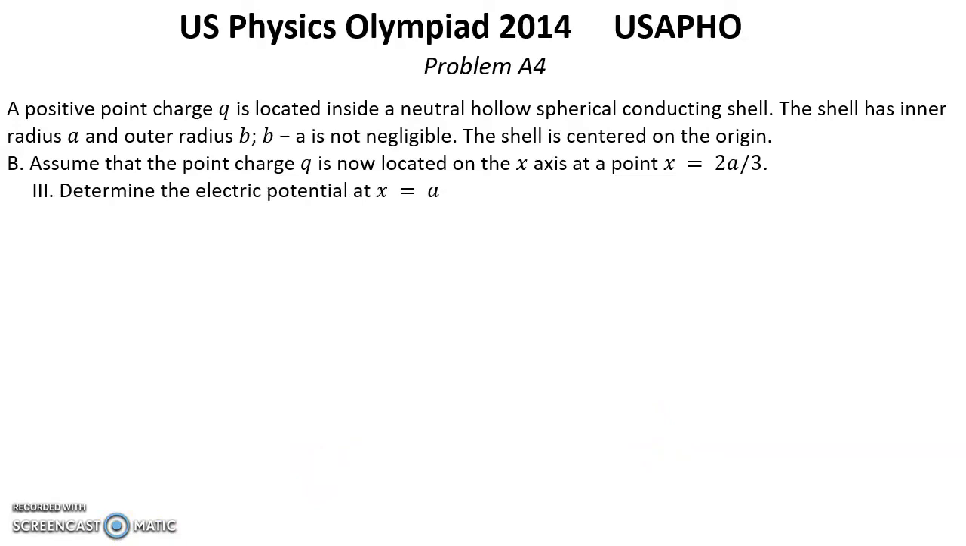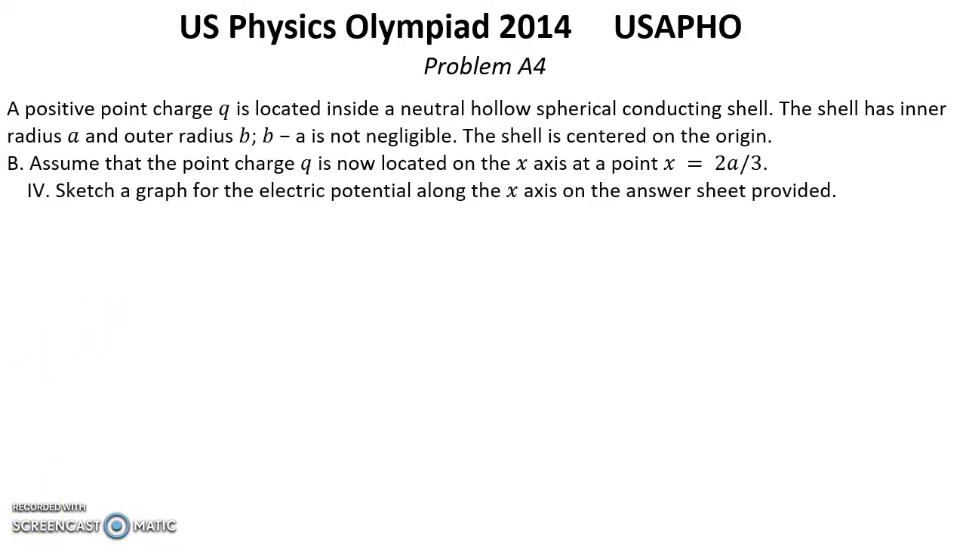Question 3. Determine the electric potential at x equal a. Again, the electric potential outside the sphere, for x greater than b, is the same as for a point charge in the center of this sphere. So that will be this expression: the potential at point A is the same as the potential at point B, because this shell is an equipotential surface. So that's the answer for question 3.